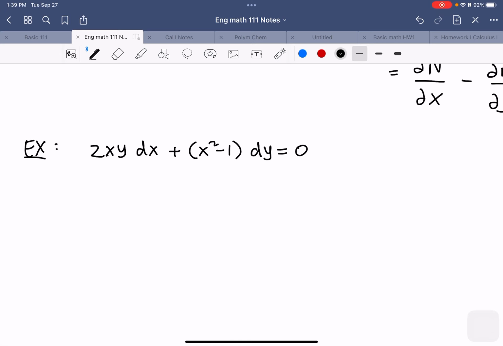But I think you can solve this in separable, right? Do you think you can solve it as a separable equation? I think you can. But let's say we are going to solve this with exact equations. First thing is we define M and N. Let's say the M is this one, and N is this.